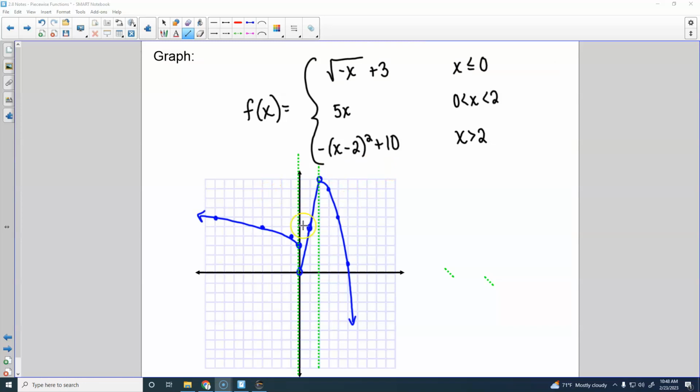Okay, so here is what your graph should look like. You don't have to have those vertical lines that I have there. I just put those there to help us visualize each piece that we're looking at. And it's a little hard to see. This is an open circle right here. This one's also an open circle.